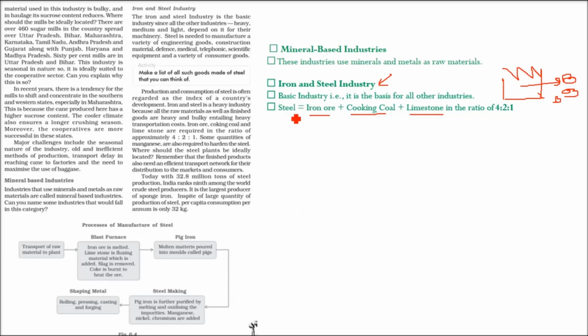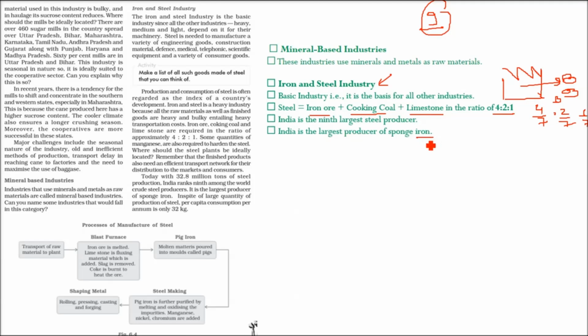If we want to make steel, we need iron ore, coking coal and limestone in the ratio of 4:2:1. That is, 4 out of 7 is iron ore, 2 out of 7 is coking coal and 1 out of 7 is limestone. This is how steel is formed. India is the 9th largest steel producer. We are 9th here.